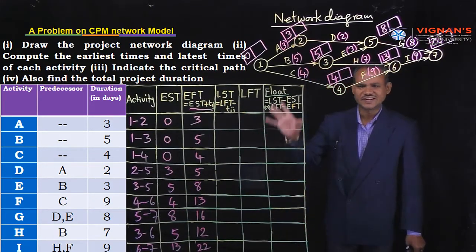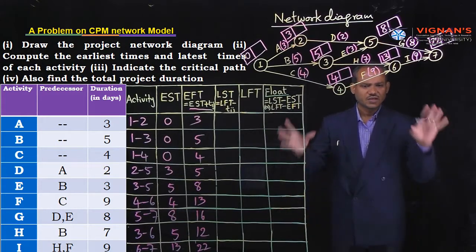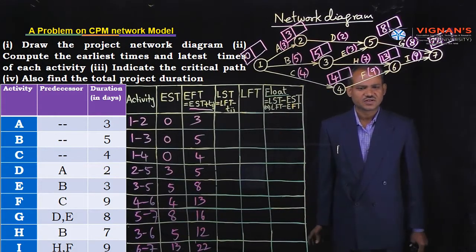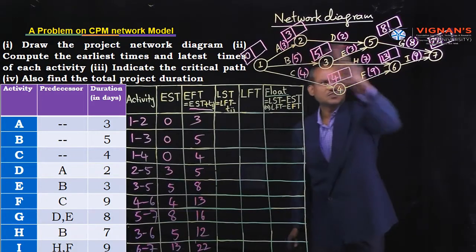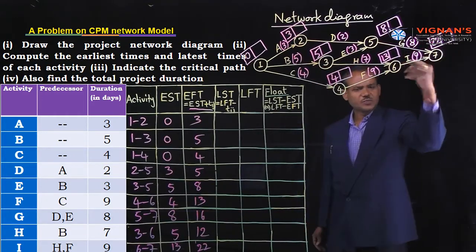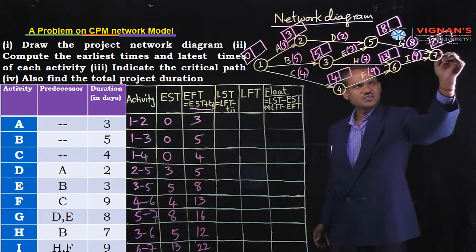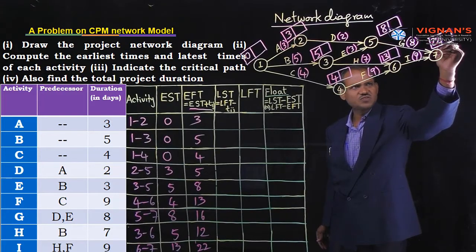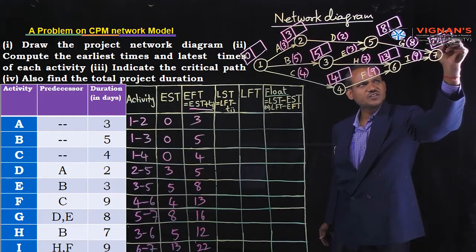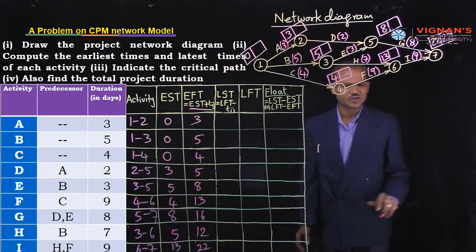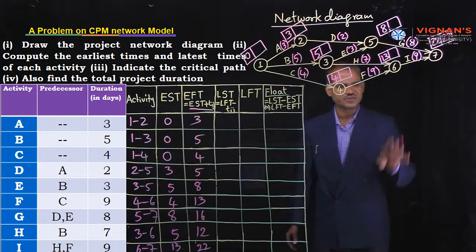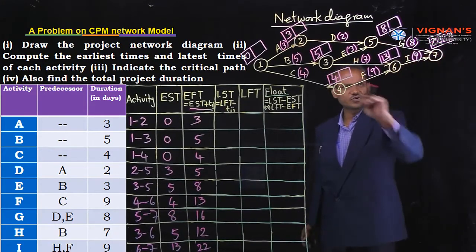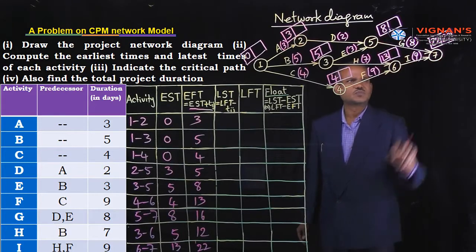Next, coming to the latest times. How to calculate? By using backward pass recursion, we are going to finish those timings. Observe. First, concentrate on the network diagram. In every problem, observe the last event EFT 22. So make it 22 in this box also. 22. Fix 22. In every problem it is like that. Next, move backward. Coming to number 5.